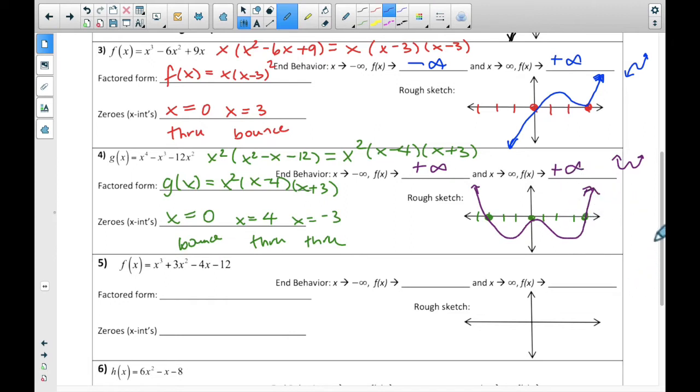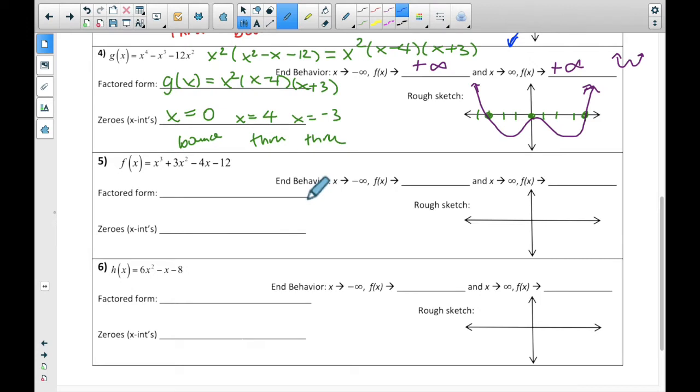Okay. Number 5 is a little bit different on the factoring because I don't have a GCF, but it has 4 terms, so I can do factor by grouping. That's what I'm going to do. I'm going to factor this by grouping, and you might actually need a piece of scratch paper or something. I might end up using extra paper. We'll see how much space we need.